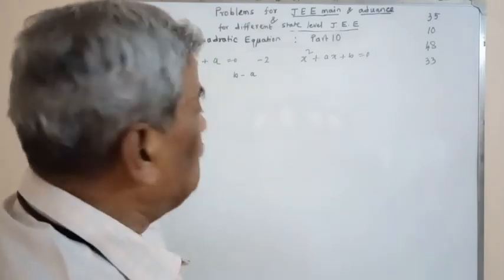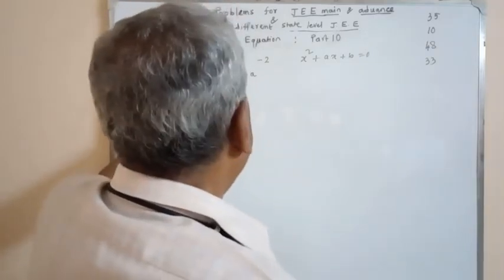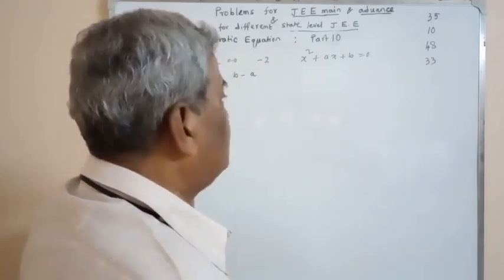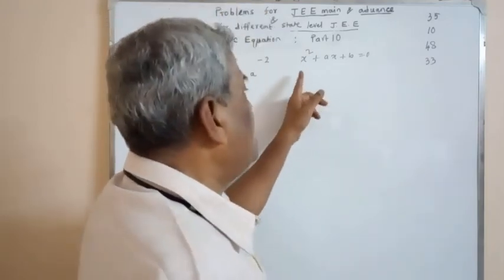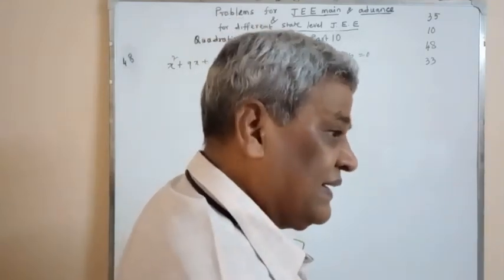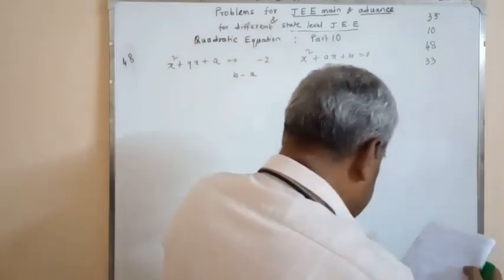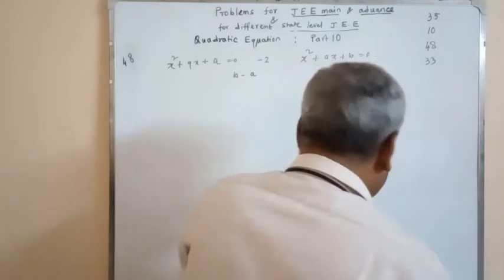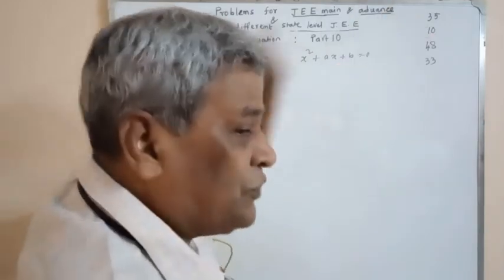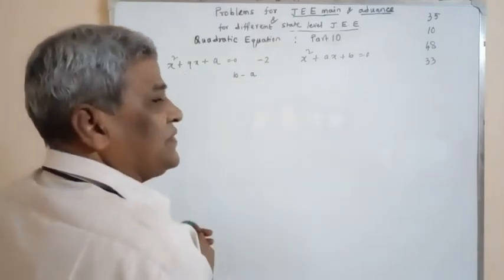Here two quadratic equations are given. One is x square plus 9x plus a is equal to 0. One of its roots is minus 2. And the second quadratic equation is x square plus ax plus b is equal to 0, given that it has equal roots. Under these conditions, we need the value of b minus a. As minus 2 is a root of the first, it must satisfy it.